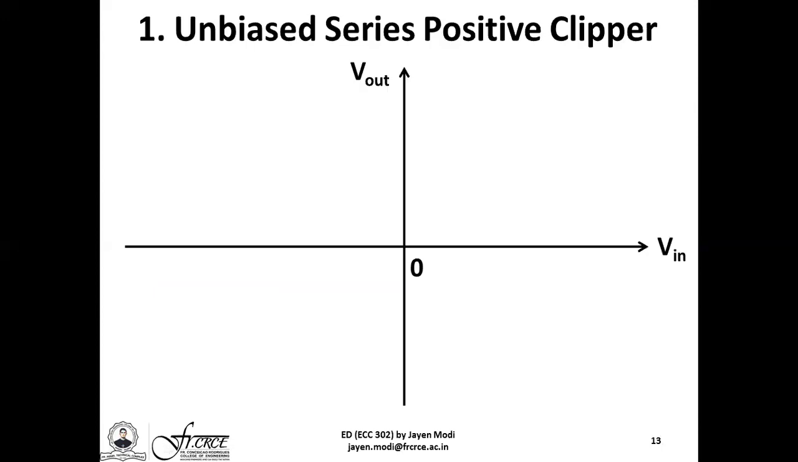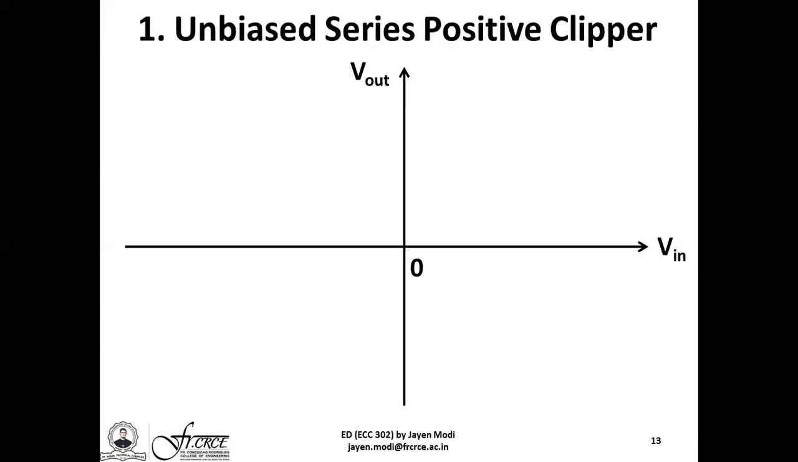The second figure shows something called a voltage transfer curve, VTC, or voltage transfer characteristics. Such graphs have the input signal plotted on the x-axis and the output signal plotted on the y-axis. These graphs are particularly useful to understand the characteristics or the behavior of this particular clipper circuit.